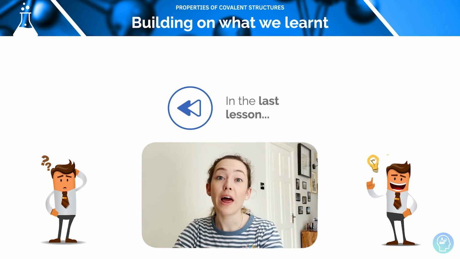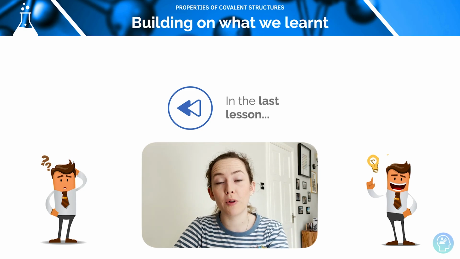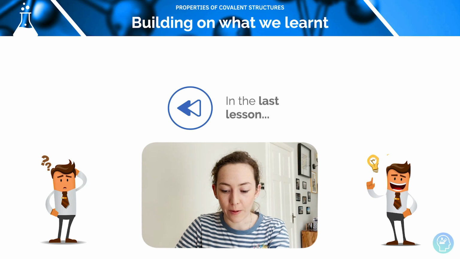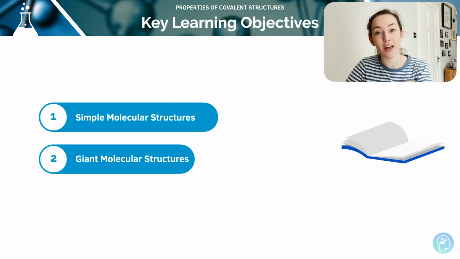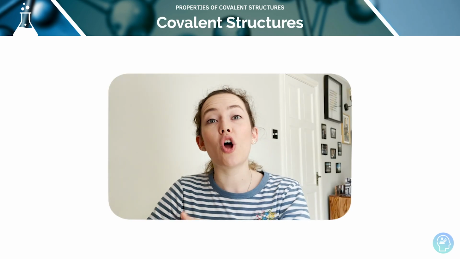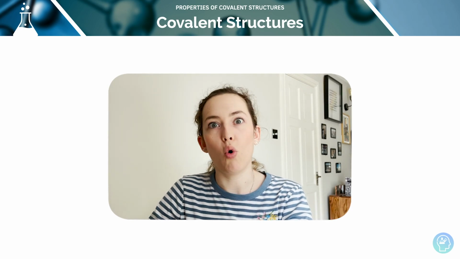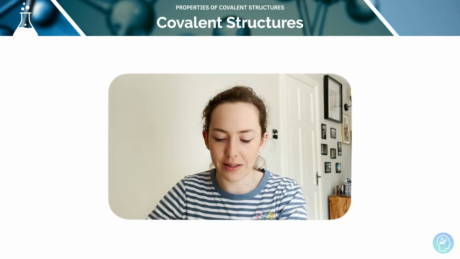In the previous tutorial I introduced covalent bonding and we looked at examples of single, double, and triple bonds, and their relative bond enthalpies or energies as well. In this tutorial we're looking at simple molecular structures versus giant molecular structures, or giant covalent structures. We know that covalent compounds form from the bonding between non-metals, so we're looking at that area of the periodic table.